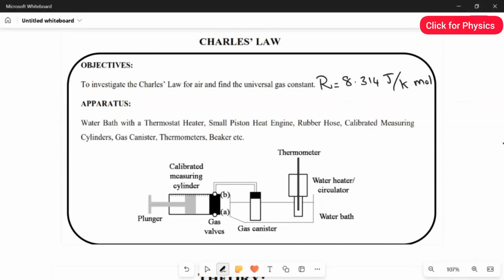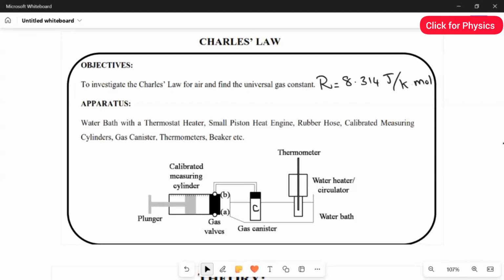Water bath with a thermostat heater, small piston heat engine, rubber hose, calibrated measuring cylinder, gas canister, thermometer, and beaker, that's it. And all these are mentioned in this schematic diagram. If you see this diagram, this is a canister. So in this canister, we are going to find what the volume of the canister should be.